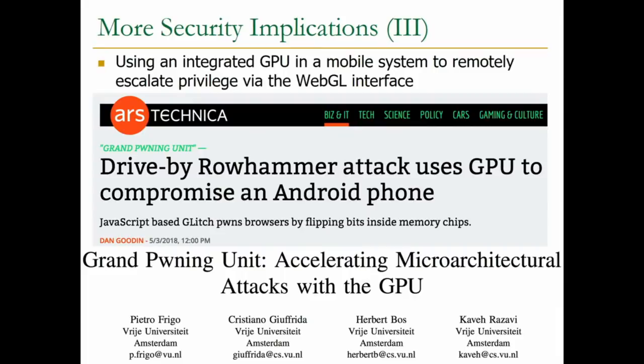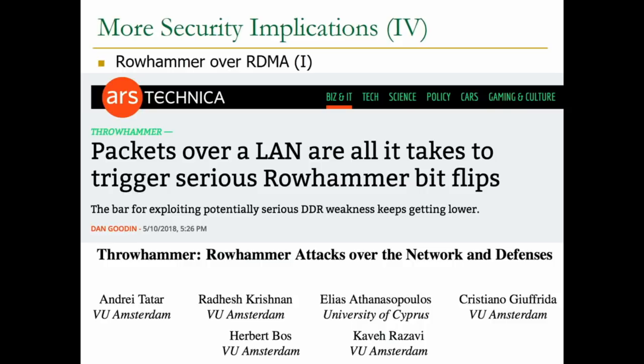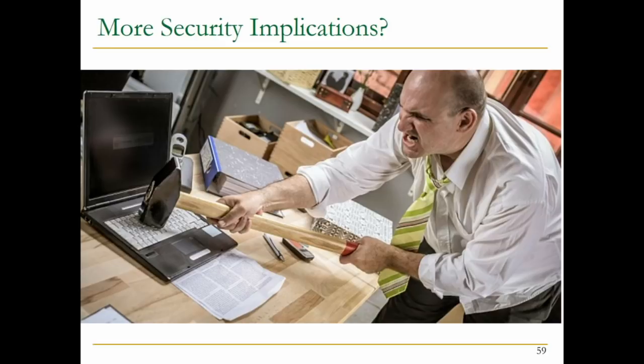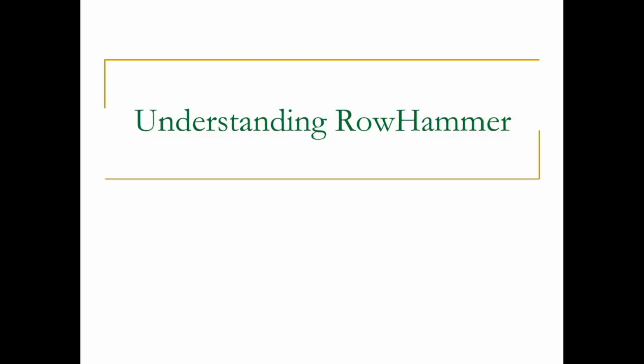And these are actually more recent. This is May 2018. The same folks at Amsterdam, they basically showed that you could do this through the GPU in an integrated, again, in a mobile system. And a GPU can access memory much faster, so you can actually induce these bit flips much better. And you could actually do it over the network also, by exploiting RDMA. And I believe there's more to come. Maybe one solution to Rowhammer is this. This is another attack that could drive people crazy. I don't think this is a good solution. Let me very quickly go over understanding Rowhammer, and then we'll talk about solutions, and then maybe some future vulnerabilities.